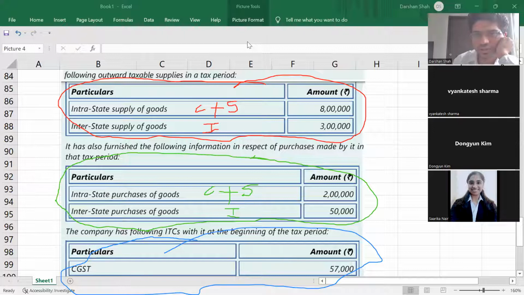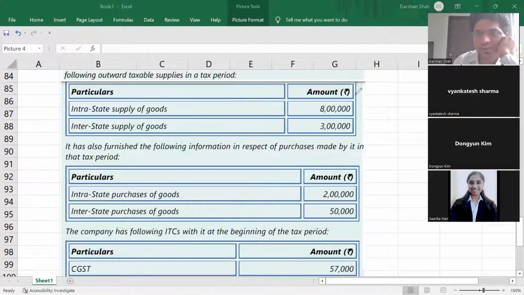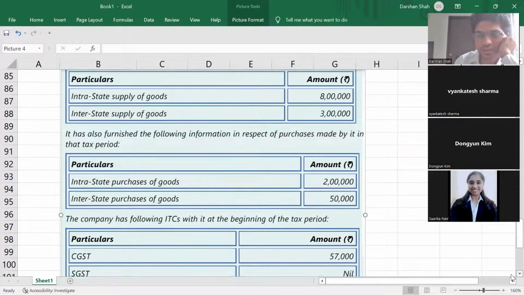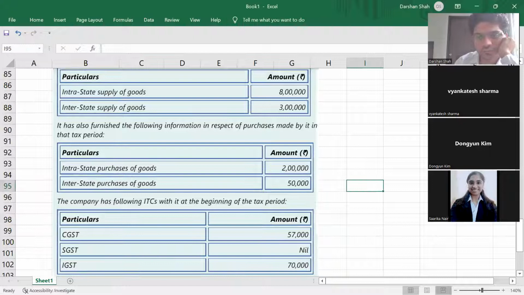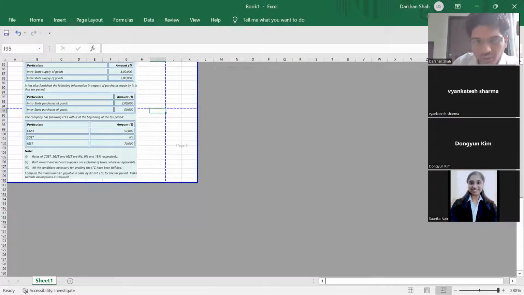Okay, let us do this question, and then let us see how we are going to utilize our GST. All right. Oops, what happened?